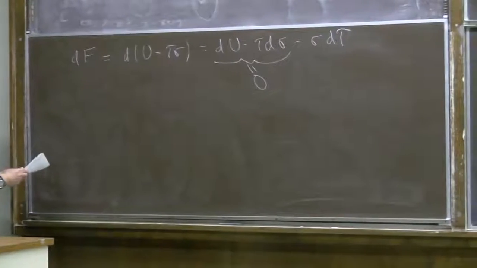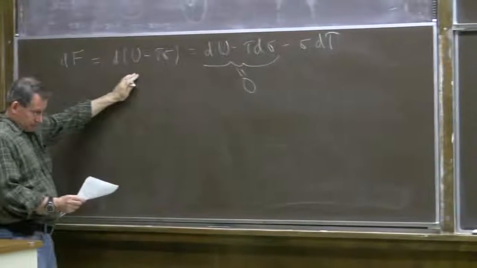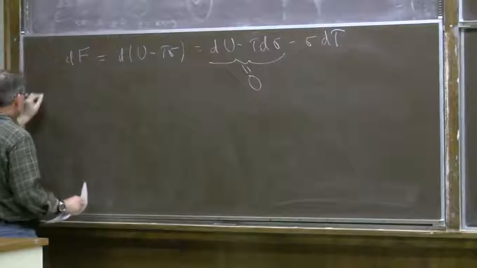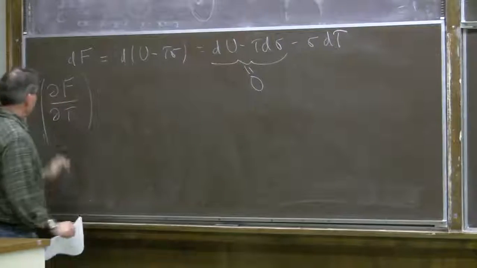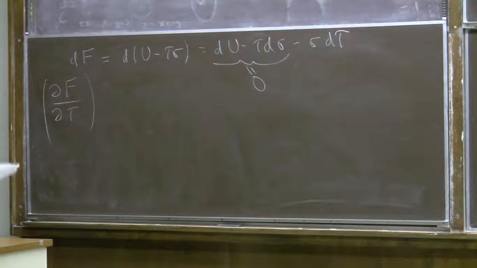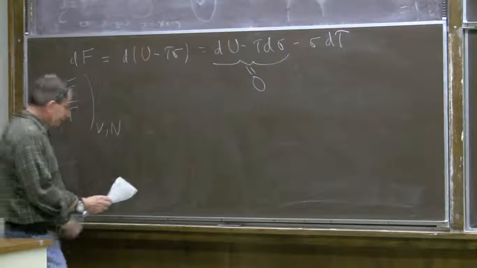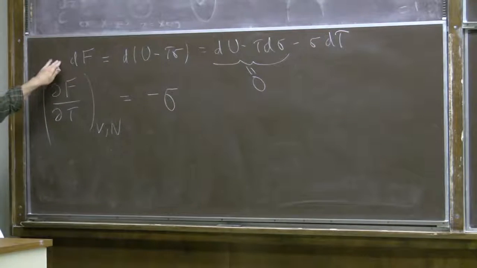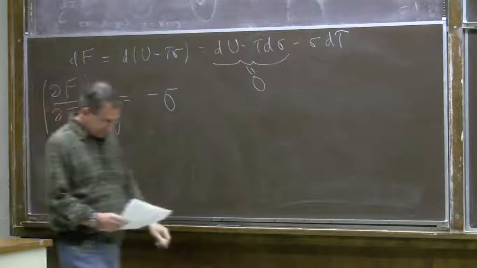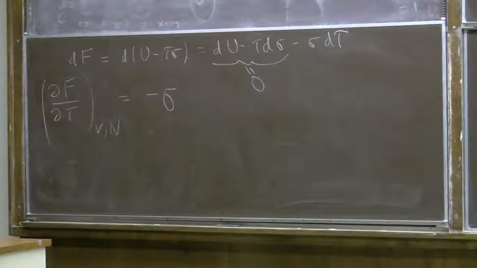So there are other parameters that I haven't written down, like the volume and the number of particles, which I'm holding fixed when I consider changing the temperature. So the derivative of free energy with respect to temperature when those other things are held fixed, like volume and number of particles, is just minus the entropy. And that's what we learn from this. Okay.